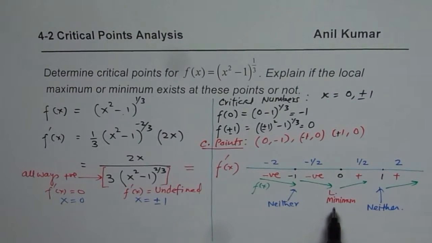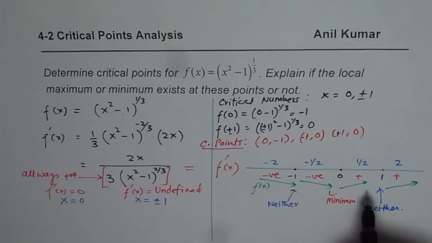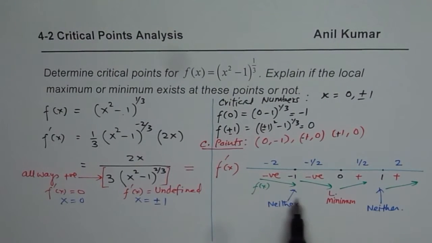So local maximum and minimum only occurs at the critical numbers where the sign of the derivative changes from negative to positive or from positive to negative. In this particular case, what we find is that we do have a local minimum at x equals 0. But at plus minus 1, it is neither. So that is how the function is.